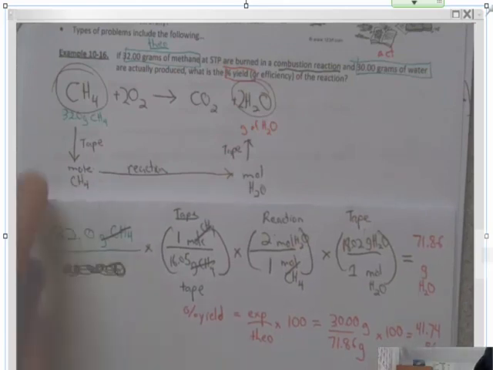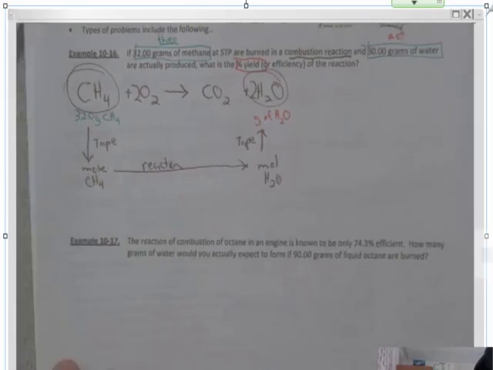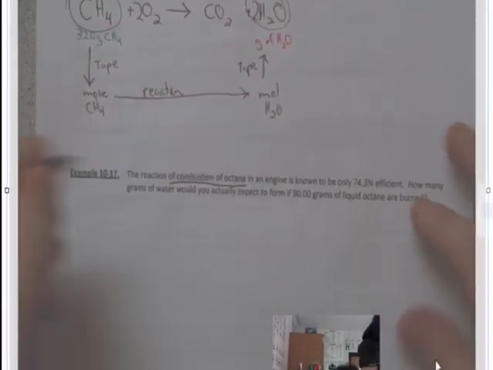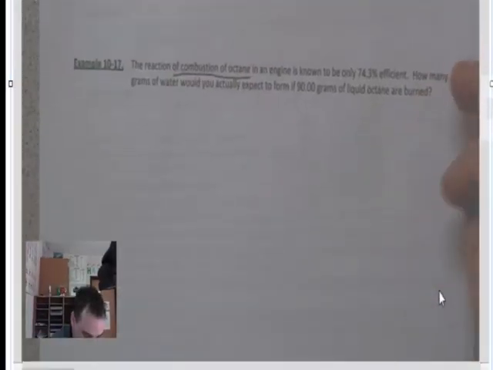Now let's do a harder one. The reaction, the combustion of methane. Oh my goodness, we've got to do another combustion reaction. Oh, those reactions are important. It's only 74.3% efficient. How many grams of water would you actually expect from 90 grams of liquid octane burned?